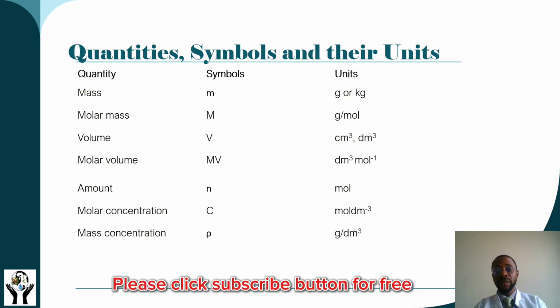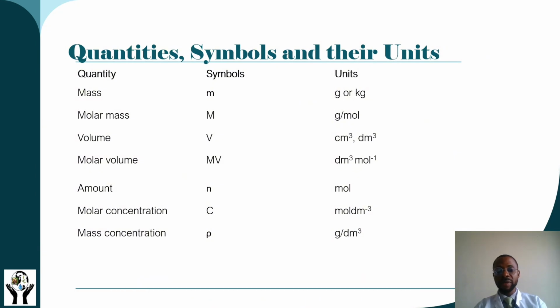Going on, here are some basic quantities that is always very important to take note of when it comes to stoichiometry, and also their units. It is also very important to take note of these units, because occasionally when we get to calculation aspects, you will be given values and the units. Those units will help you know what quantity is being talked about. So here are some basic quantities we have under stoichiometry.